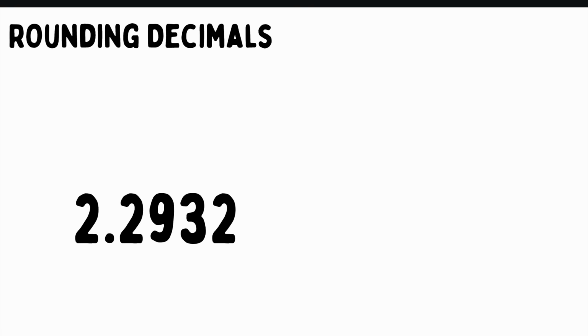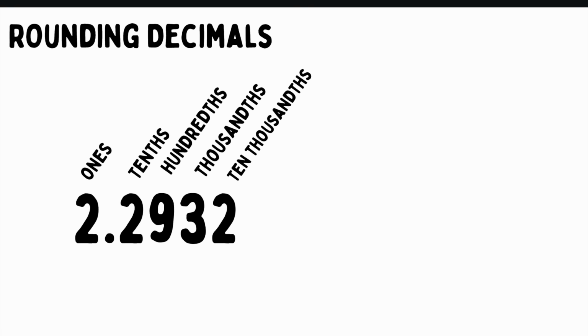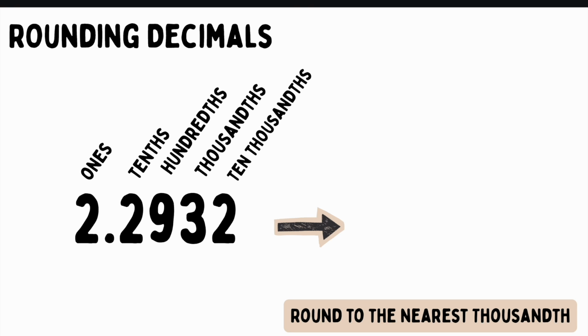Let's round 2.2932 or 2 and 2,932 ten thousandths. Let's round to the nearest thousandth. Let's start by focusing in on the digit in the thousandths place. In the thousandths place, we have the digit 3.